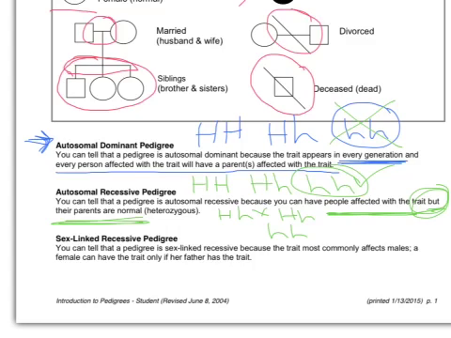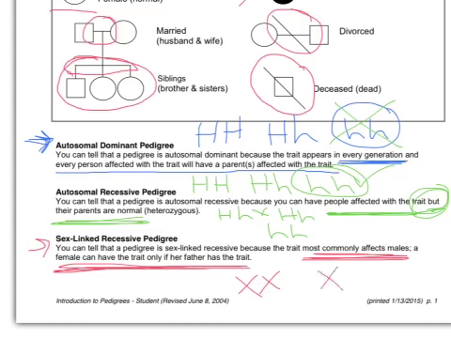And with a sex-linked recessive pedigree, it's going to be most common in males, so you'll have significantly more squares shaded than you will have circles. So more common in males, and a female can have the trait only if her father has the trait. Remember, females are XX, males are XY.